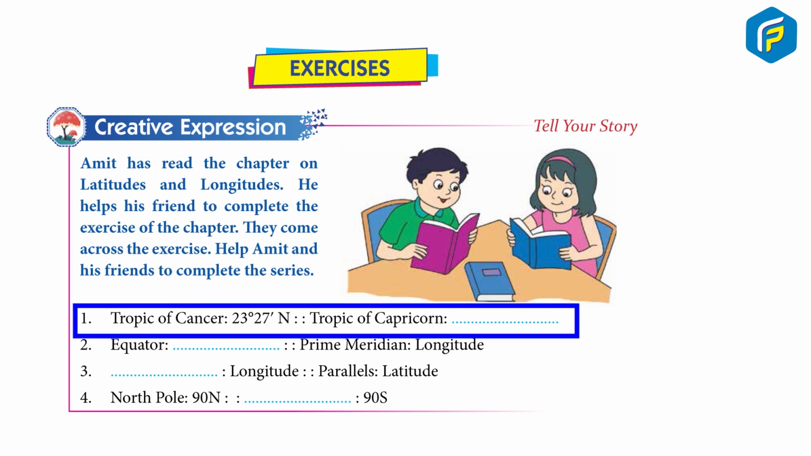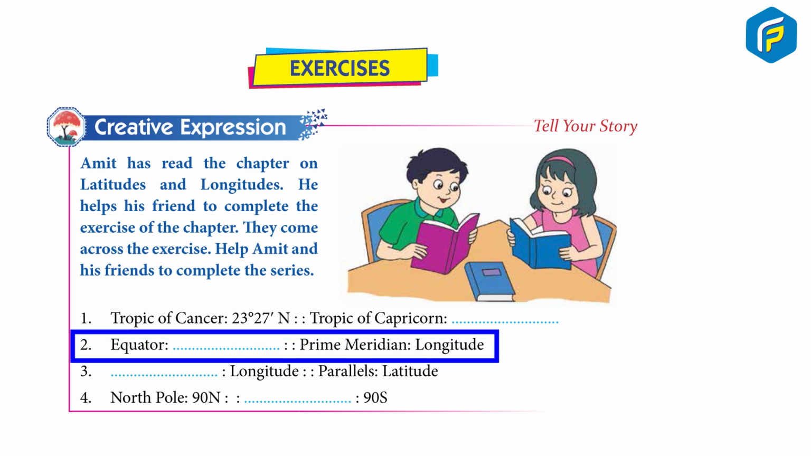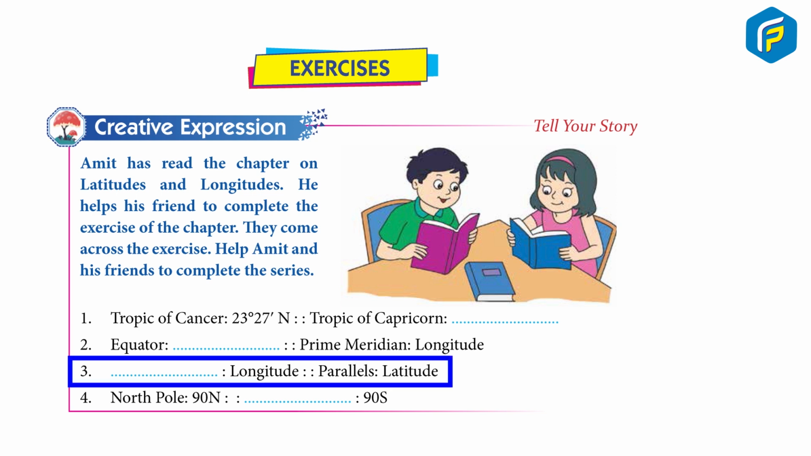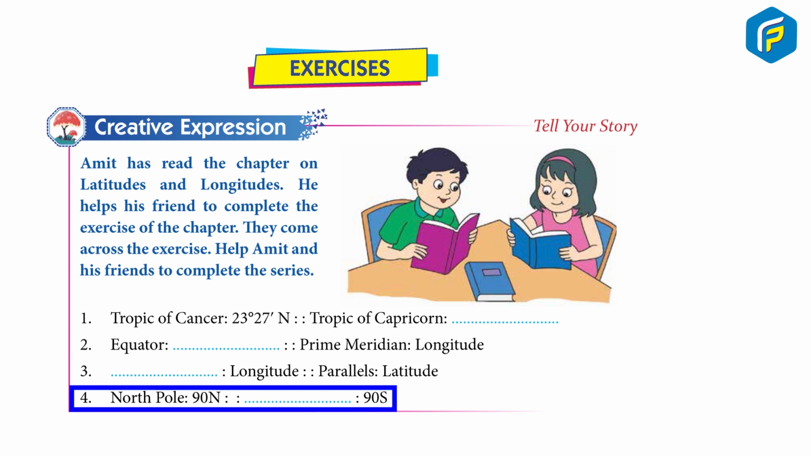1. Tropic of Cancer, 23 degrees 27 minutes north, Tropic of Capricorn. 2. Equator, prime meridian, longitude. 3. Longitude, parallels, latitude. 4. North Pole, 90 north, 90 south.